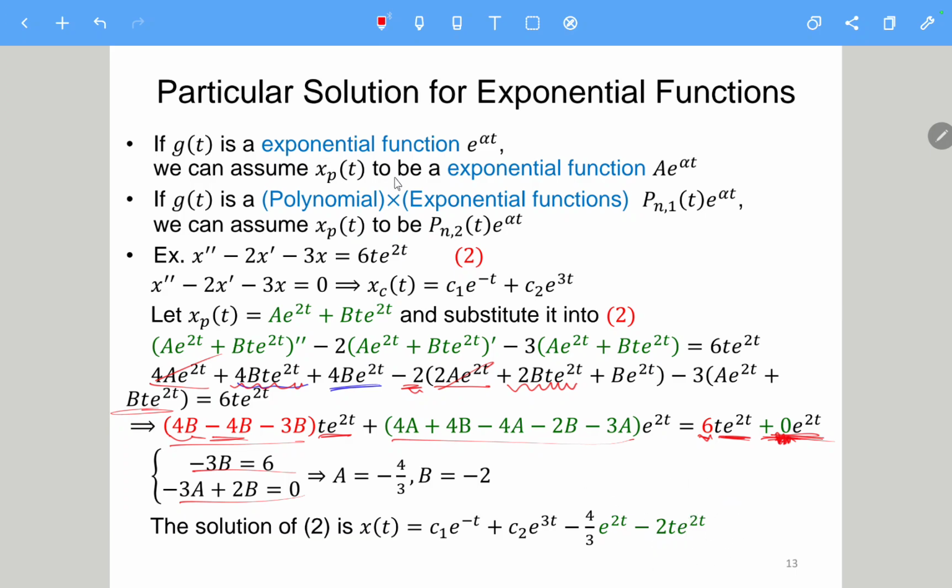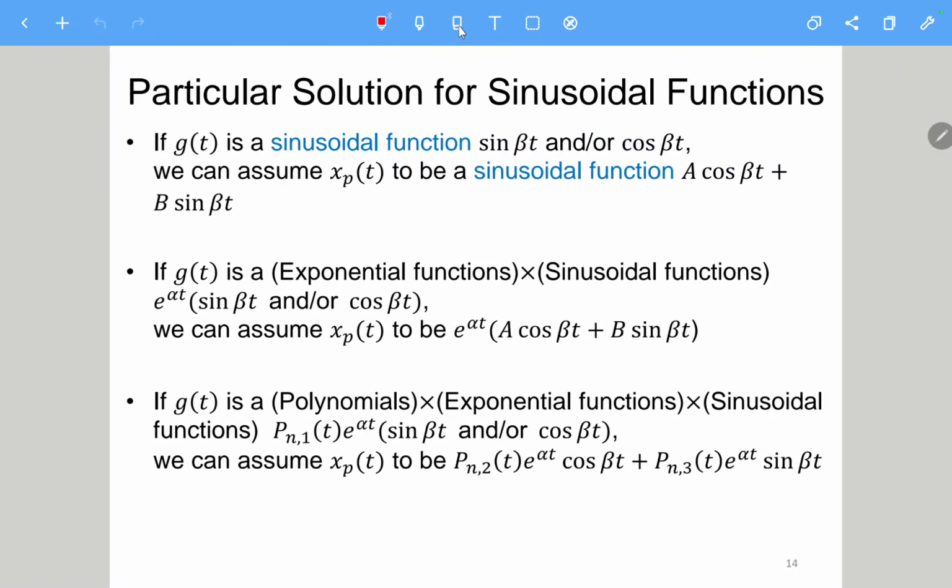So this is for the second and the fourth case. And then finally, we will talk about the sinusoidal and then these two variations. Okay, so here it says if g of t is a sinusoidal function, which means that it can be sine of beta t and/or cosine beta t. Maybe we only have sine of beta t. Maybe we only have cosine of beta t.